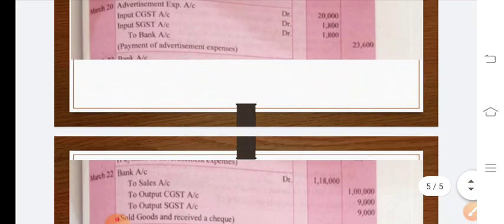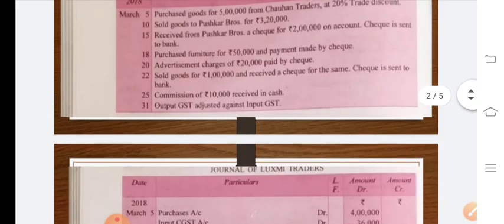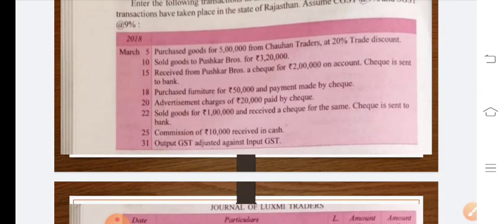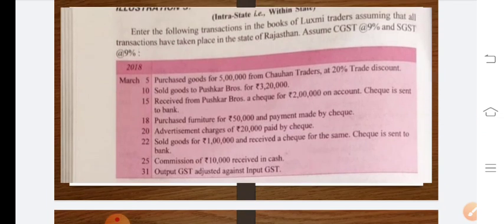I guess here we have ended with our question, but there was a point in the question. This is the last point, which we will do in the later segments. Just keep checking it: output GST adjusted against input GST. Now as we already have discussed, any amount of GST paid on purchases is input GST, and any amount that we have received on sales is output GST. And students, we already have discussed that output GST is payable to government.